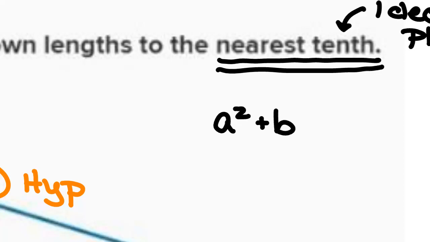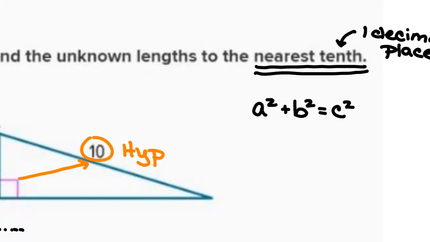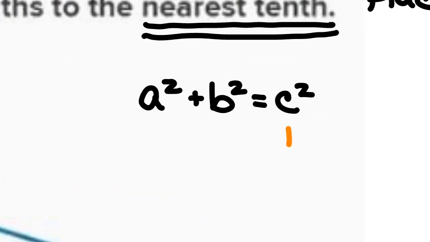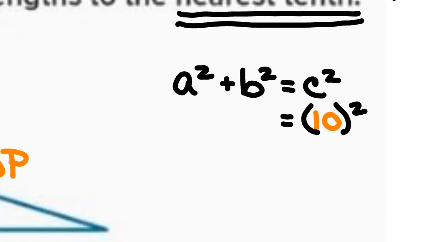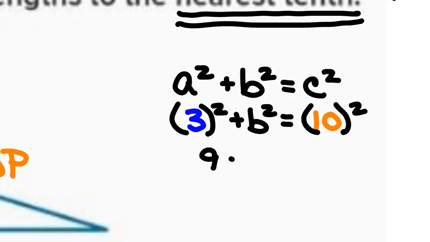A squared plus B squared equals C squared. In the place of C, we have to put the 10. That's the only piece that's picky about where it goes, the hypotenuse. So I have 10 squared over here. On the other side, I have to put the 3 in for either the A or the B. Doesn't matter which one. So I'm going to put it in for A. So that would give me 3 squared plus B squared equals 10 squared. So 9 plus B squared is equal to 100.